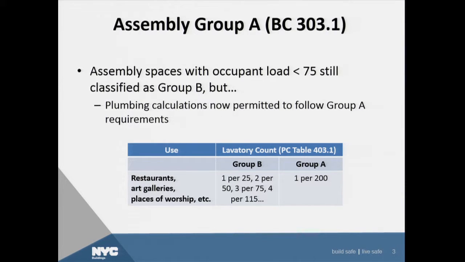Now you actually have a choice between using the assembly group or using the business group occupancy in order to determine the number of toilet fixtures. So as you can see in the example given, for an art gallery, which is definitely an assembly, if you classify it as B, it's 1 per 25, 2 per 50, and it could be quite excessive in terms of toilets required. However, if you go to an A, you see it's only 1 per 200.